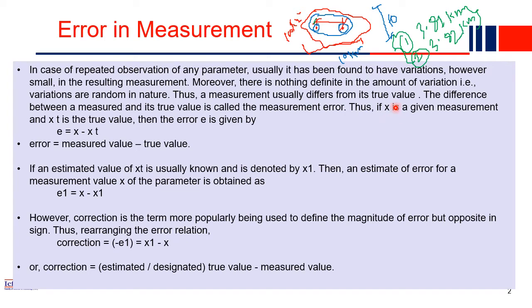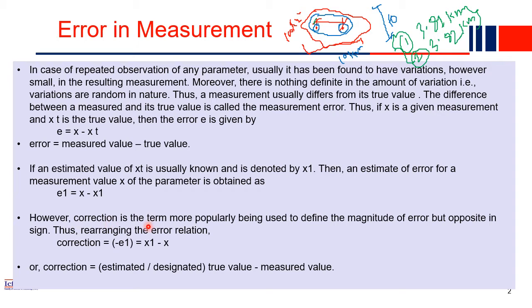So if x is a given measurement and x suffix t is the true value, then what will be the error? Error will be how much you measured, x, minus x_t, the true value. So the error equals measured value minus true value, and you will get the error E. If an estimated value of x_t is usually known, it is denoted as x1. So x_t is also denoted as x1, and the same expression applies, substituting x_t with x1.